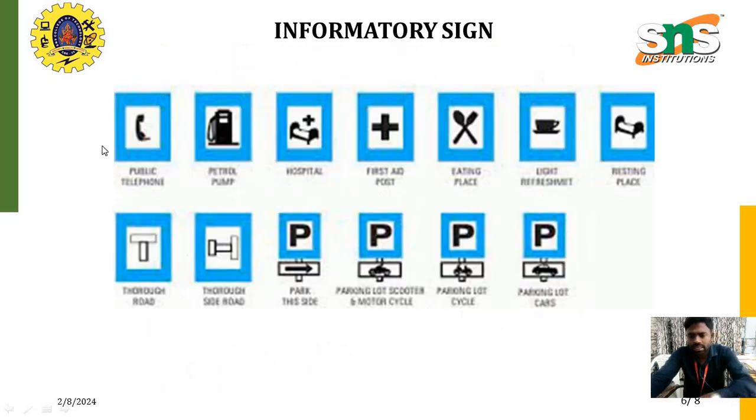The next one is the informative sign. In this informatory sign, we have public telephone, petrol bunk, hospital, and first aid. These give information to the drivers along any roadside. You may have a symbol board that indicates a petrol bunk within 1 kilometer. Such information is given, and these are called informatory signs.